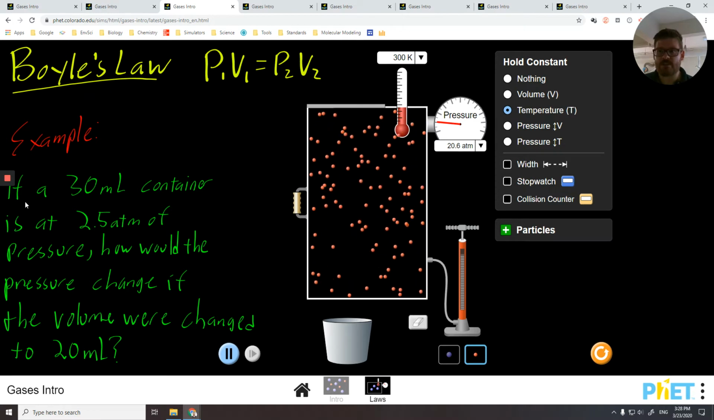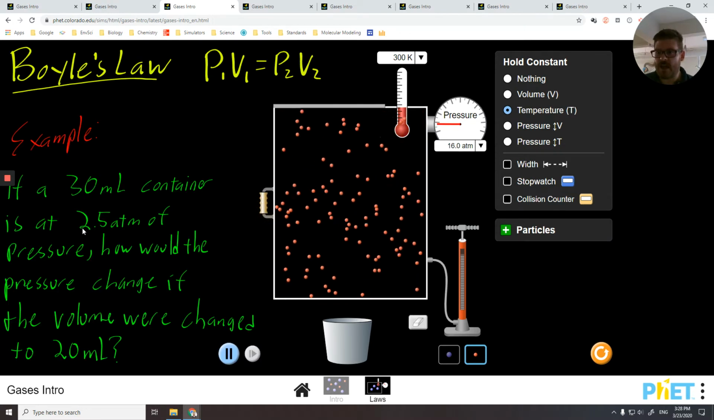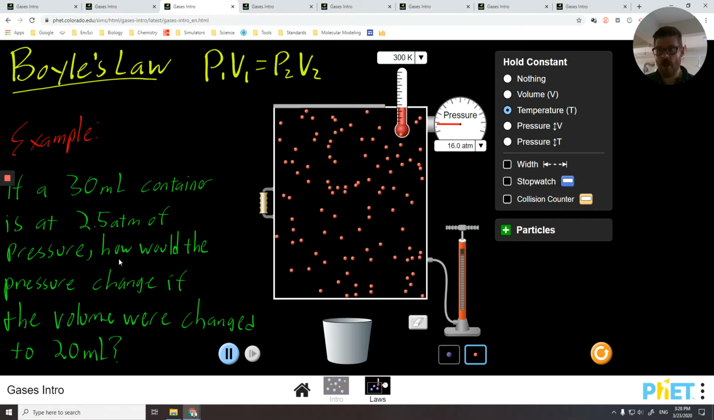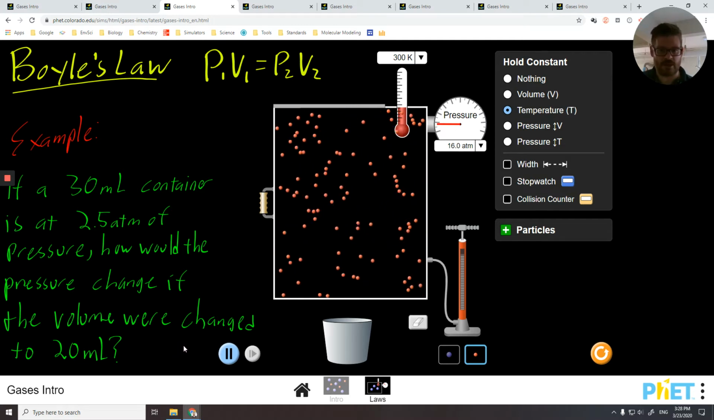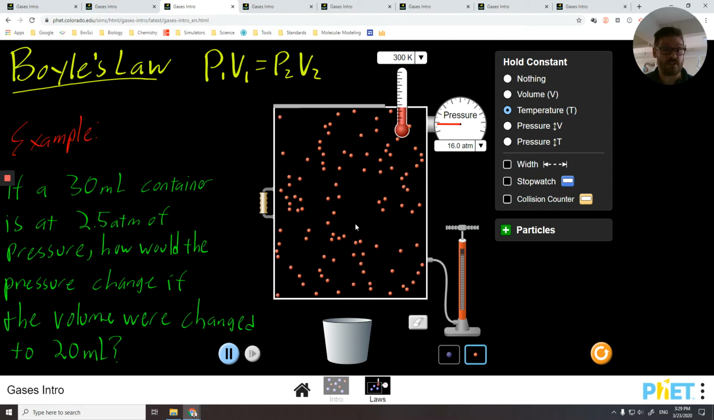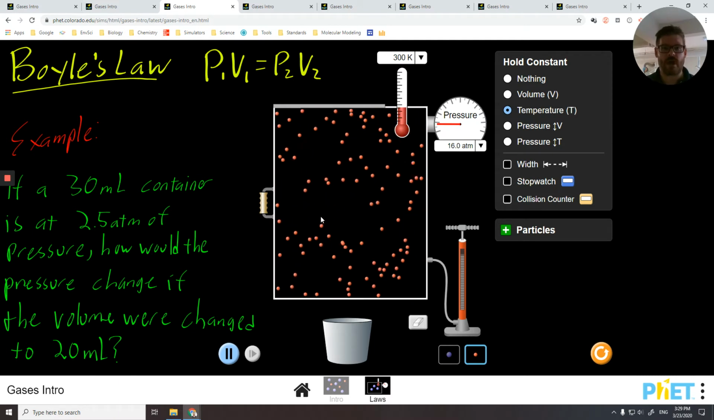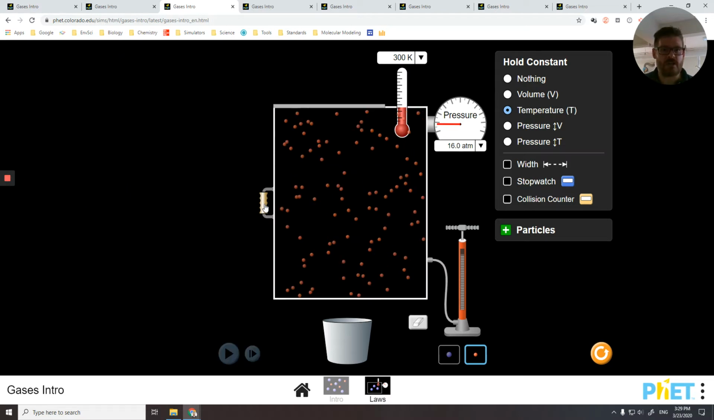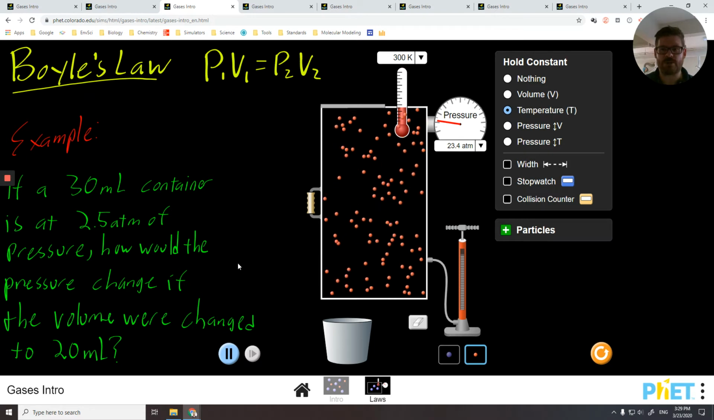So in this example, it says if a 30 milliliter container is at a pressure of 2.5 atmospheres, how would the pressure change if the volume were changed to 20 milliliters? So we're decreasing the volume. Guess what's going to happen to the pressure? Well, we just experienced that. A decrease in volume results in an increase in pressure.